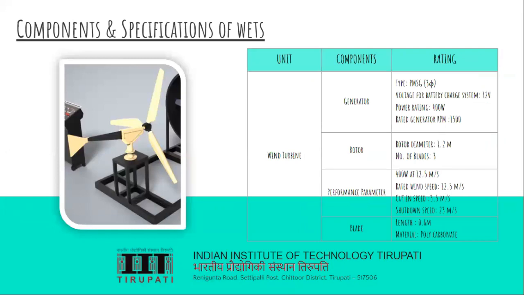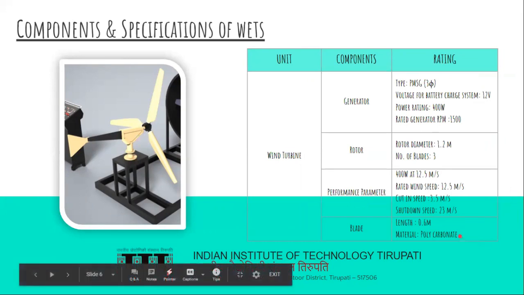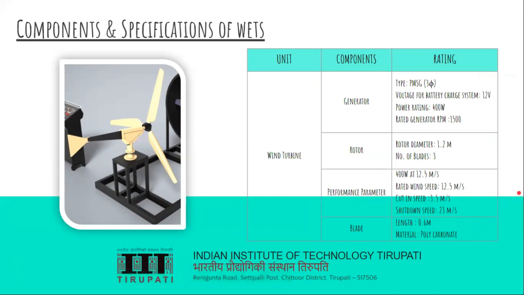This is the second main component, the wind turbine. The turbine blades are made of polycarbonate. Why? Because they are light in weight and at the same time very suitable for this purpose. The main component is the generator. Here the generator is a permanent magnet synchronous generator. It is 3 phase and its output voltage is 12 volts only. Its power rating is 400 watts. The rated generating speed is 1500 rpm.